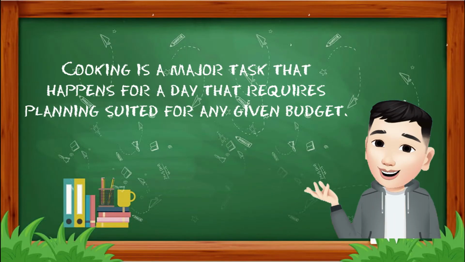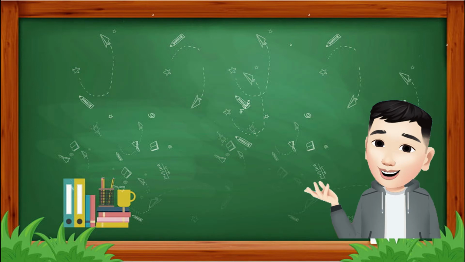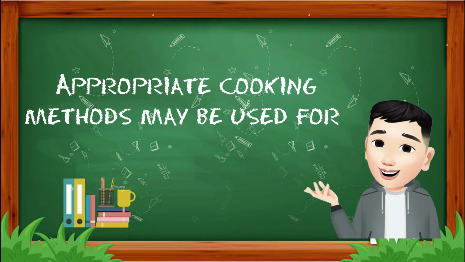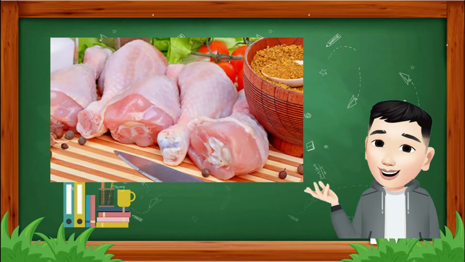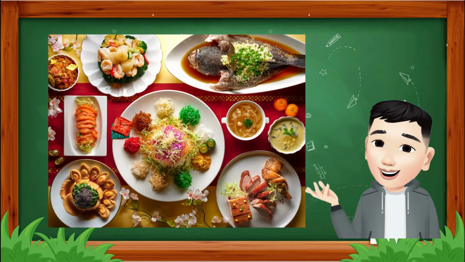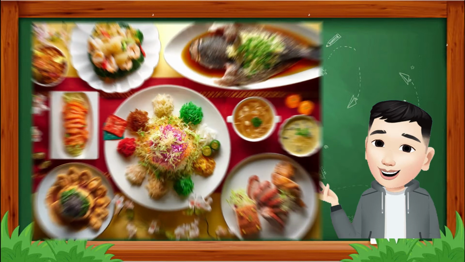So let's start. Cooking is a major task that happens every day that requires planning, suited for any given budget. Purchasing the goods is necessary for you to cook, based on the recipe provided. Appropriate cooking methods may be used for meat, fish, poultry, and vegetables to come up with a very sumptuous dish served at your dining table.